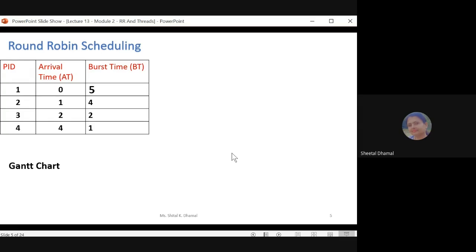Now on the right hand side, I am representing the ready queue. I will shift the process P1 from the process table into the ready queue. Only one process is there in the ready queue, since at 0 time units only one process has arrived. So now we will represent the Gantt chart.